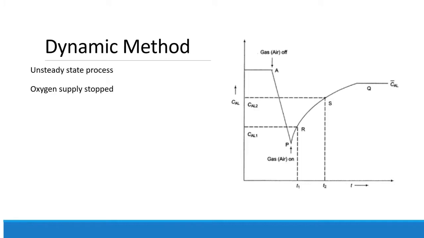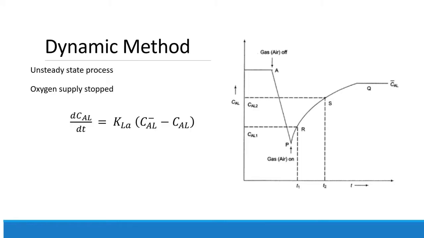Later, the oxygen supply is restarted to the system at a constant flow rate of air. Now, the oxygen concentration starts building up and the concentration profile takes the shape of PQ. If the air supply is more than the consumption by the cells, the oxygen concentration builds up and reaches a constant stagnant value of C bar AL.